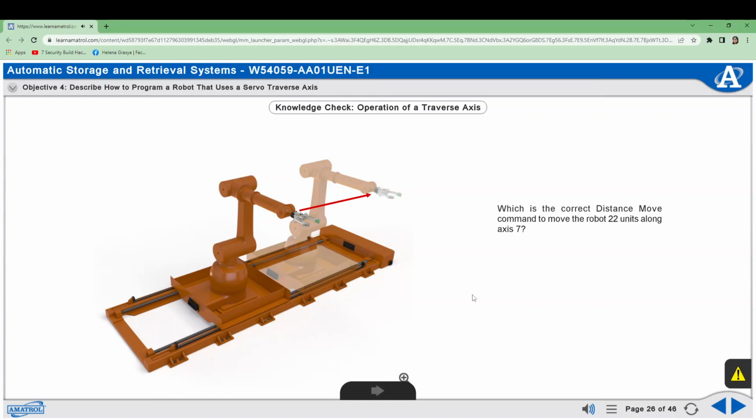Robots frequently perform handshaking with PLCs. The robot program contains commands that wait for a handshaking signal from the PLC. Once a signal is received, the robot can perform its task. Once the robot completes its task, it sends a handshake signal back to the PLC that its task is complete.